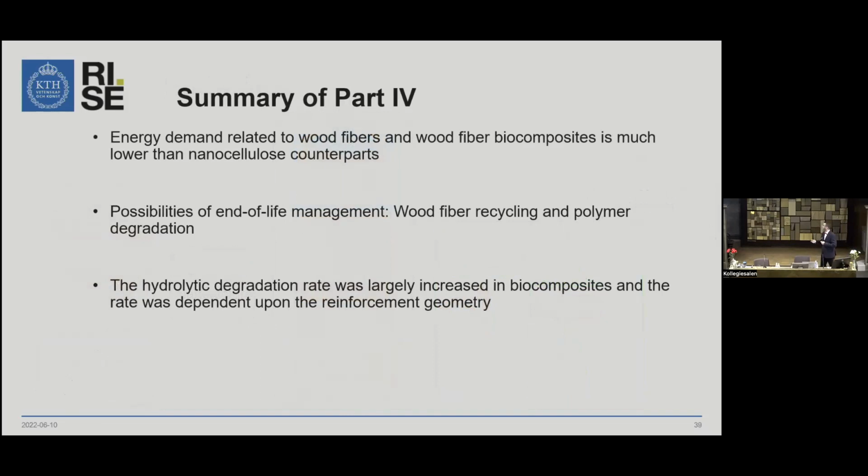So to summarize this part, we have shown that the energy demand related to wood fiber and wood fiber biocomposites is much lower compared to nanocellulose structures. We have also shown the possibilities in end-of-life management, like wood fiber recycling and polymer degradation. And also the hydrolytic degradation rate was largely increased in the biocomposites. And this was dependent upon the reinforcement geometry.